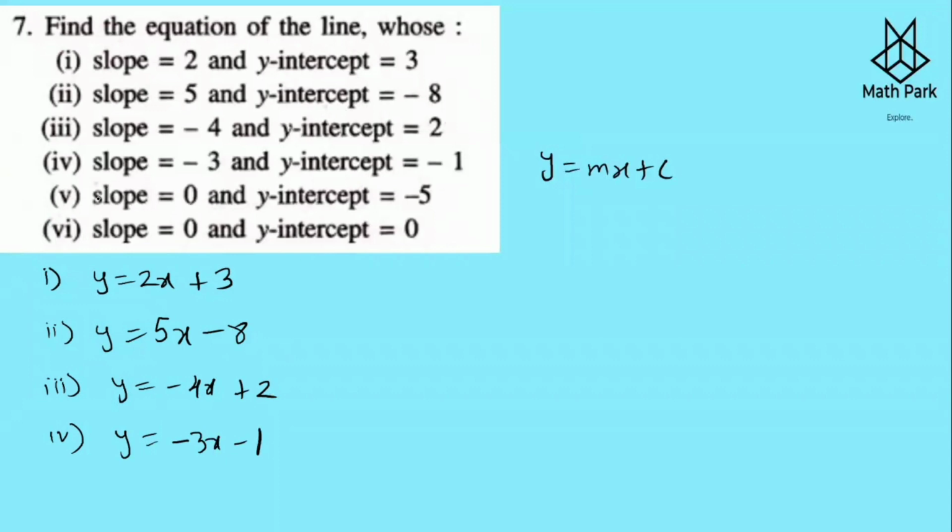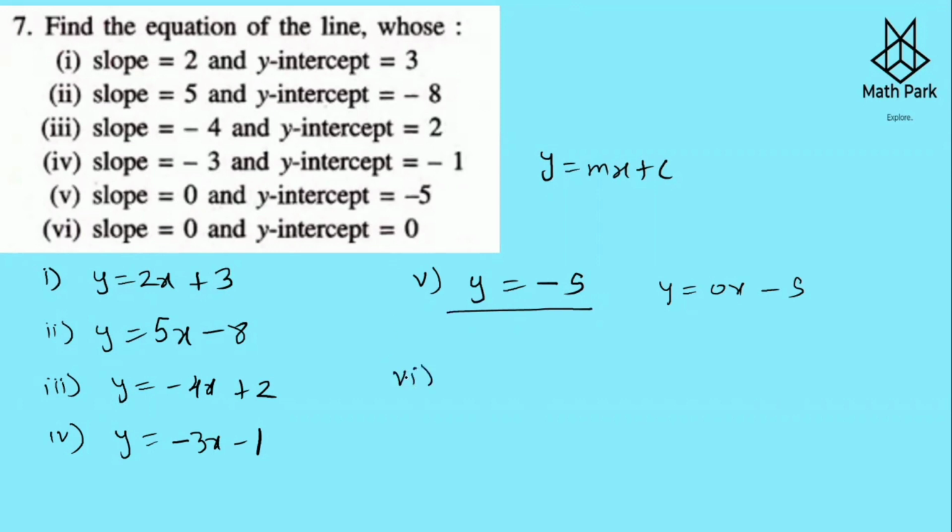Now the fifth one, slope is 0 and y-intercept is minus 5. So y is equal to minus 5 is the equation of the line, because it is going to be y is equal to 0x minus 5. So no point in writing that. So the equation of the line is y is equal to minus 5.